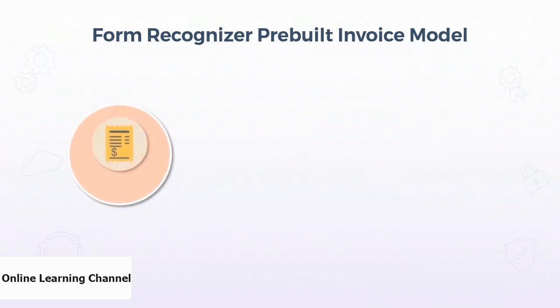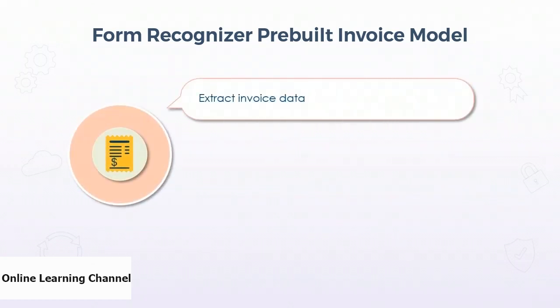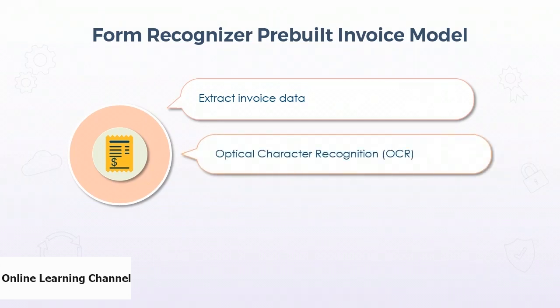The pre-built invoice model can be used to extract invoice data from just about any invoice form. The model then returns a structured JSON response that describes the content that was found in the invoice. So you can see the line items, the total charge, taxes, and so on. And it's actually optical character recognition, or OCR technology, that's used when scanning an invoice, along with a specific deep learning model to extract the main information from the invoice.